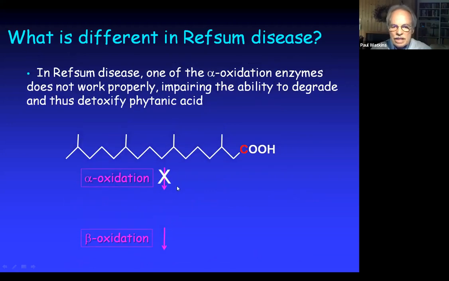In Refsum disease, it turns out that one of the alpha oxidation enzymes does not work properly. And if it does not work properly, you can't knock off this first carbon, this COOH carbon, and shift the position of the methyl branch. The rest of the molecule cannot be broken down, and this builds up and becomes toxic.